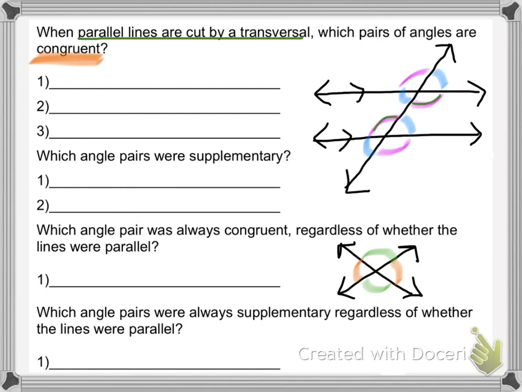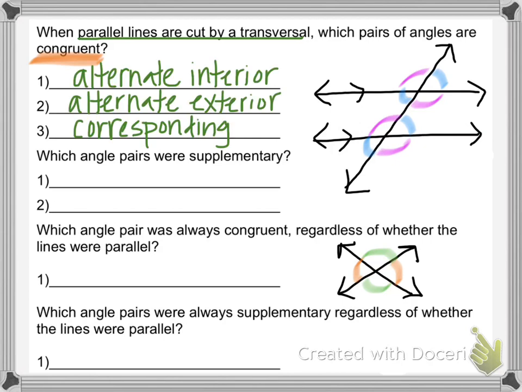Those types of angle pairs might be like this angle and this angle. Those would be alternate interior angles. Or this angle and this angle, those would be alternate exterior angles. Or we also have this angle and this angle, corresponding angles. So all of those types of angle pairs are the ones that make congruent angles. So let's go ahead and write those down. Those were alternate interior, alternate exterior, and corresponding.